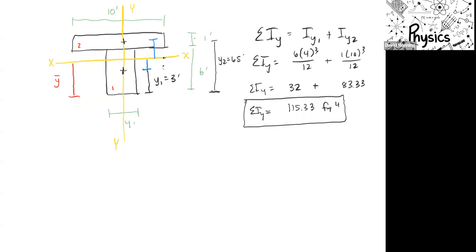And over here, I'm going to write down A1, which we know is 4 times 6, 24 feet squared. And we have Y1, which I already found out to be 3 feet. Then we have A2, which is 1 times 10, 10 feet squared. And Y2, which I found to be 6.5 feet.